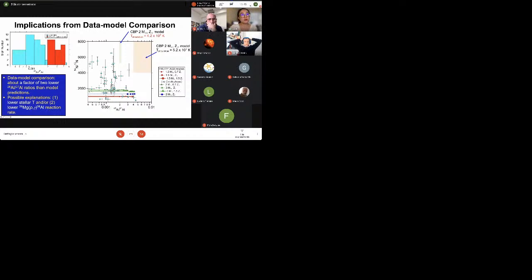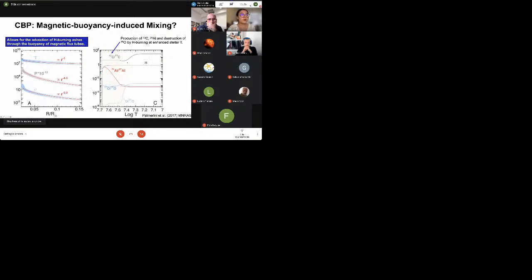Finally, we can make such a plot of nitrogen versus aluminum isotope ratios to provide independent constraints on the CBP parameters, as shown by the shaded areas here. Overall, the grain data require CBP to occur at relatively low stellar temperatures to avoid efficient production of aluminum-26. So far, we have discussed cool bottom processing based on a parameterized model of Palmerini et al. 2011 without considering the underlying mixing mechanism.